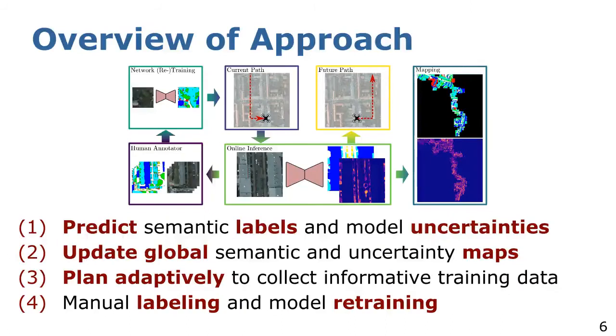Our proposed planning framework is overviewed as follows. We start with a pre-trained network for semantic segmentation deployed on a UAV. During a mission, the network processes images to predict semantics and model uncertainties, which are fused into a global map. Based on the UAV position and the current map state, our algorithm plans paths for the UAV to collect the most uncertain training data for improving the network performance. After the mission, the collected images are labeled by an annotator and used for network retraining.